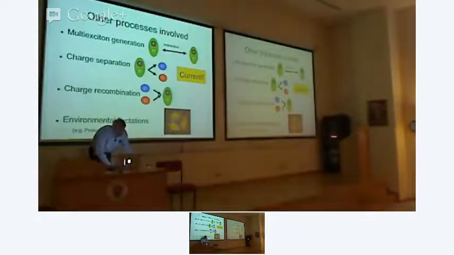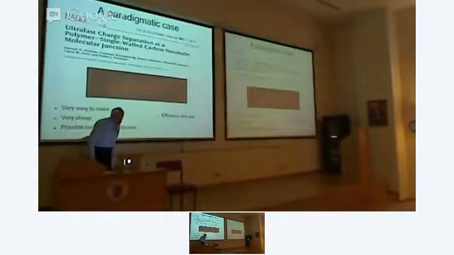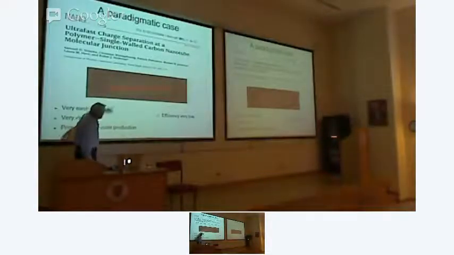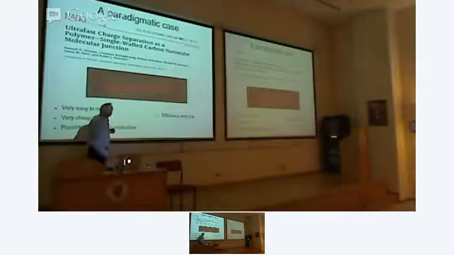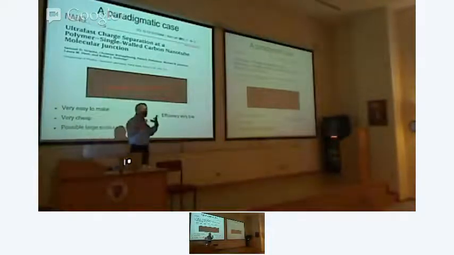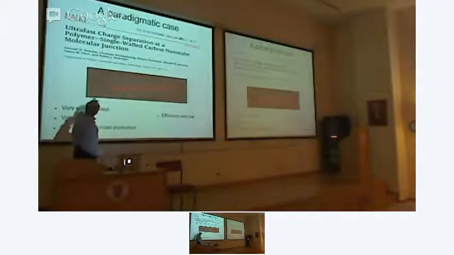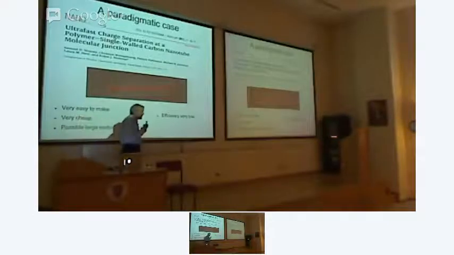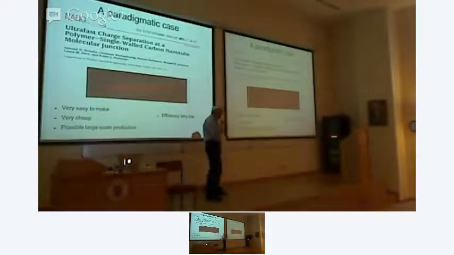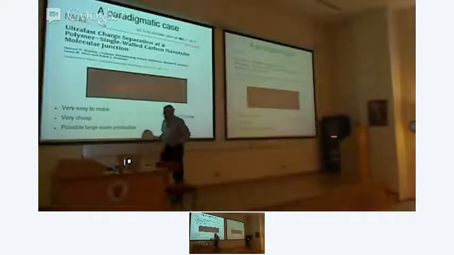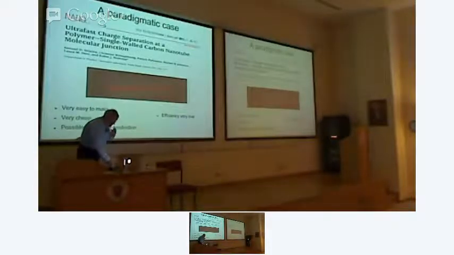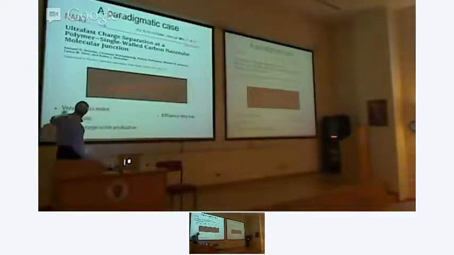Environmental fluctuations are important. This is actually the material I mentioned before. I'll show you some examples of that. This is actually a bio-inspired type of material. It's a polymer. A polymer that actually can be photo-excited and produce these excitons. And it's very cheap. You can make it out of plastic bags and bottles.